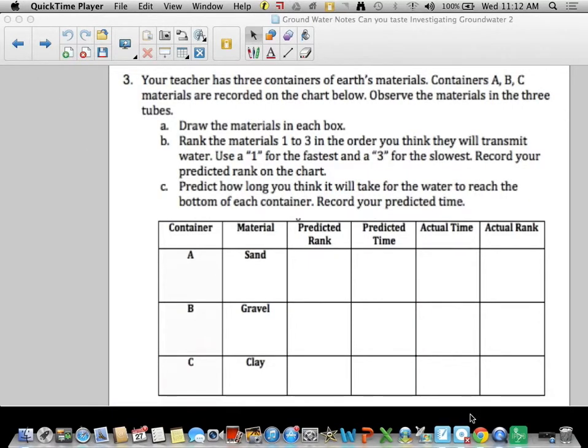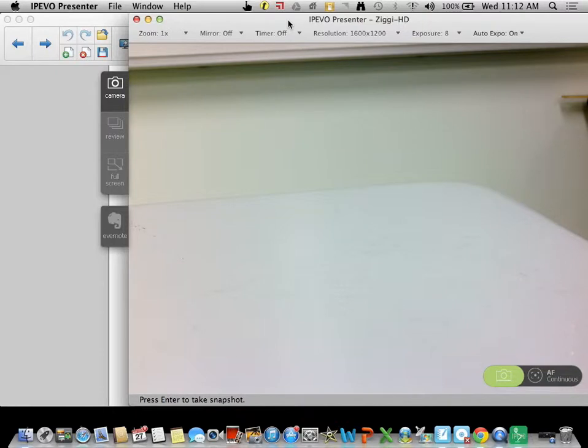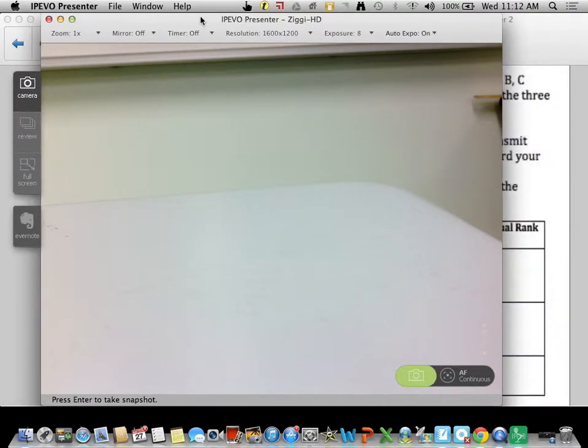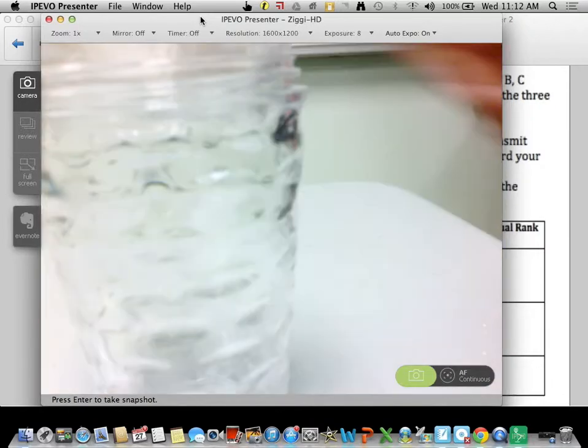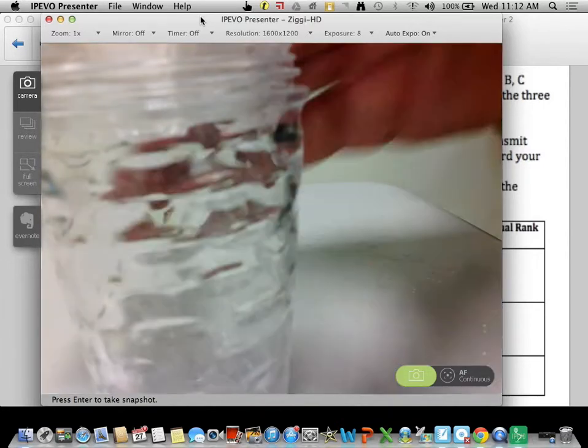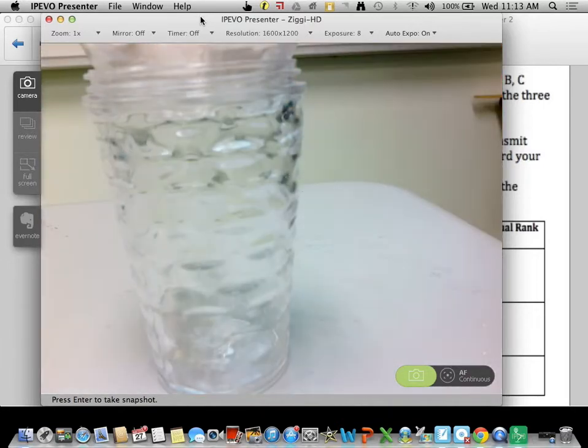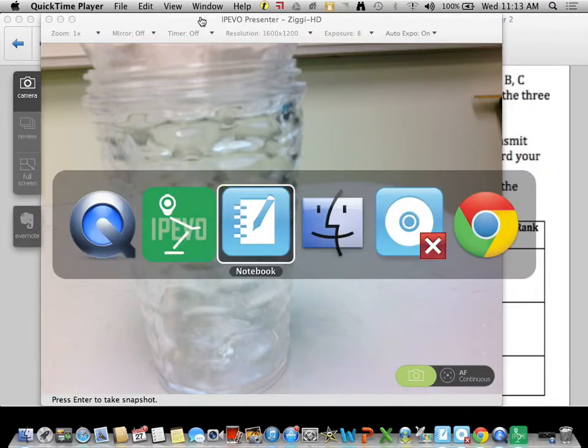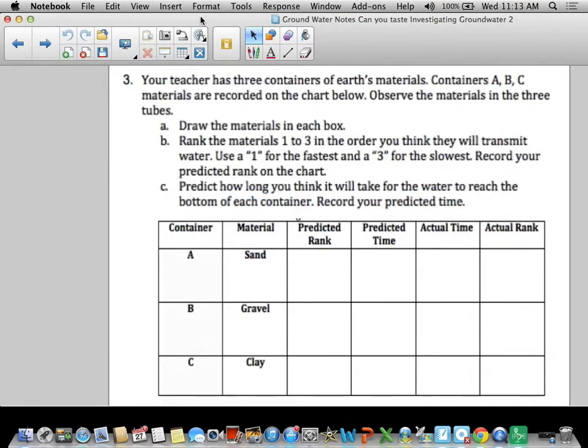Okay. So now again we're going to go ahead and take a look at the different materials. What you're seeing now is the screen. It'll show up a little better in just a moment. But first, we are going to look at sand. This is the container. We're going to be watching the water drip down into the container. And on your box where it says actual time for sand, you're going to be putting your actual time that it took.